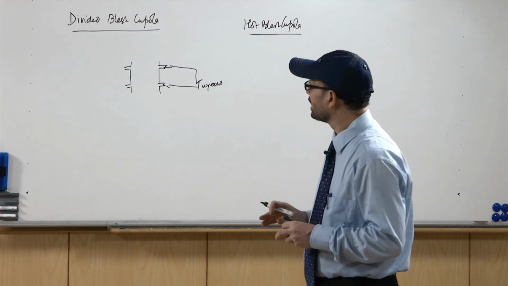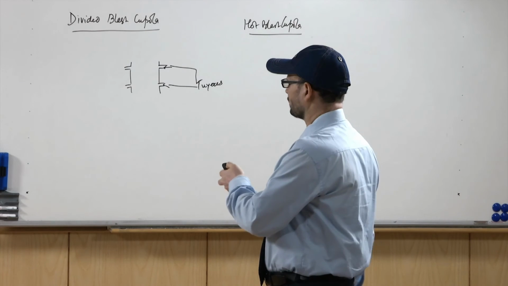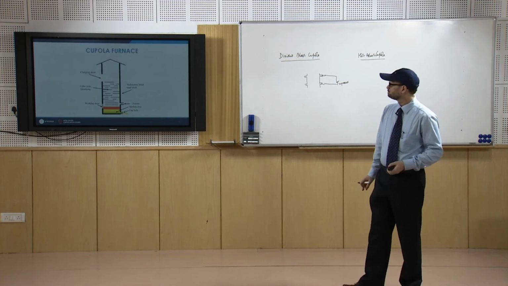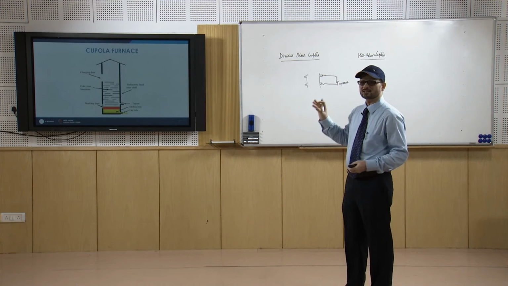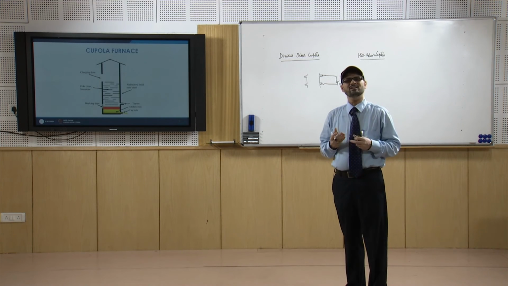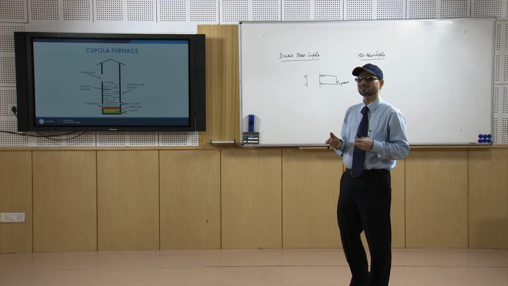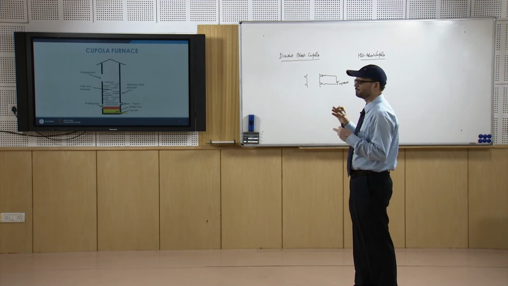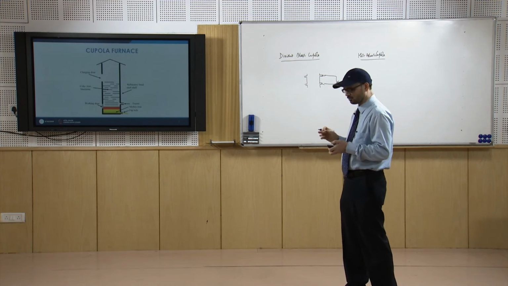So, these cupolas are used for iron making units, although they are used less because of the presence of furnaces like the electric furnace and induction furnace, but still they are there in practice in many of the foundries.